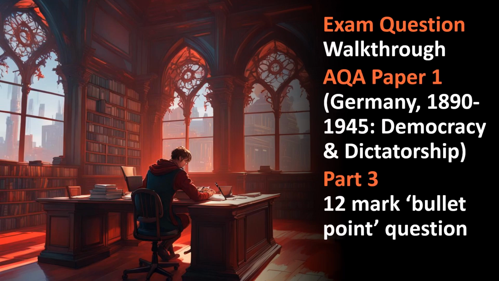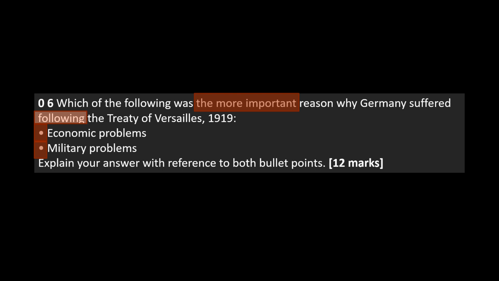Welcome to the final of 3 videos that walk through a mock paper for the AQA Germany Democracy and Dictatorship Unit. In this video, we will focus on the 12-mark bullet point question, which is an evaluation-style question, albeit a shorter one than those found on your other 3 papers for the AQA History GCSE. The 6th question in the German paper is worth 12 marks.